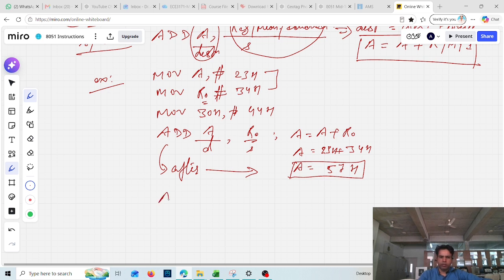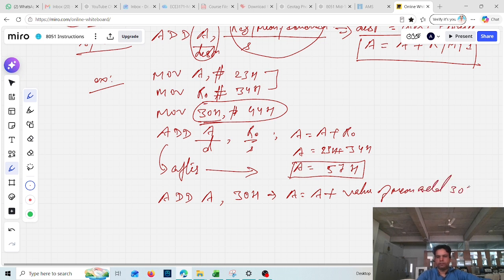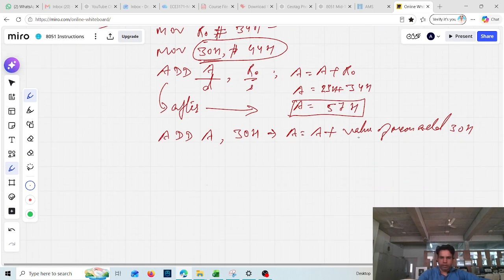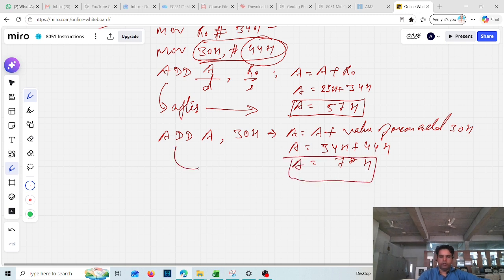Similarly, you can have another one. Suppose that I write ADD A comma, and you know that in memory address 30H we have stored the value 44H. So I can write memory address 30H. The meaning of this is A equals the value of A plus the value of memory address 30H. So A is 57H, and the value of address 30H is 44. So you get 7 plus 4 is 11, and 5 plus 4 is 9. This is the value of A after executing this instruction. These are the first two cases, where the source was a register or a memory address.